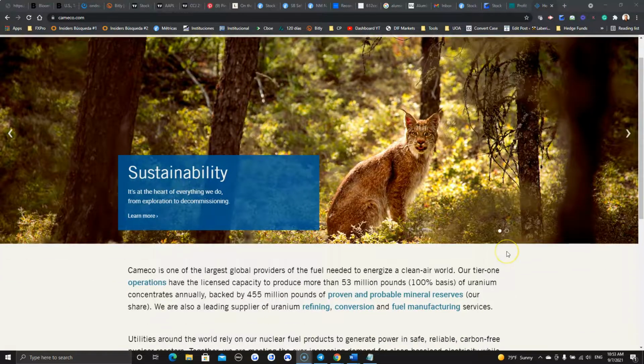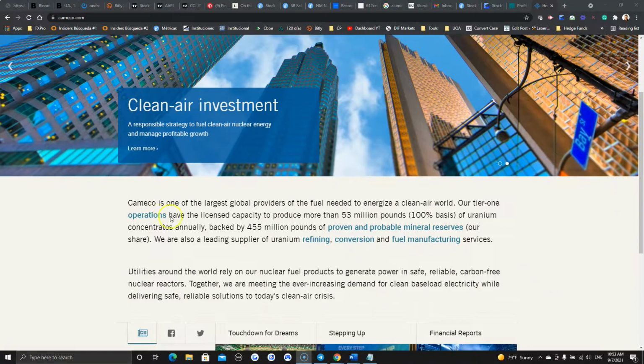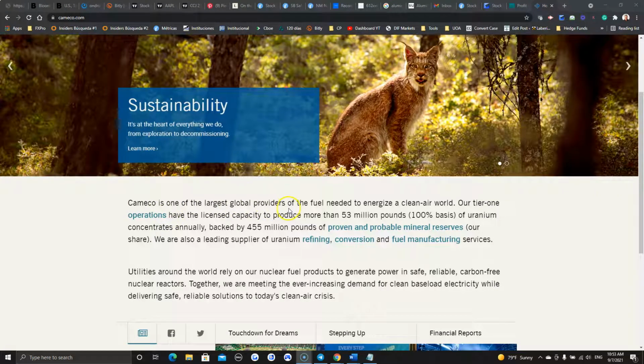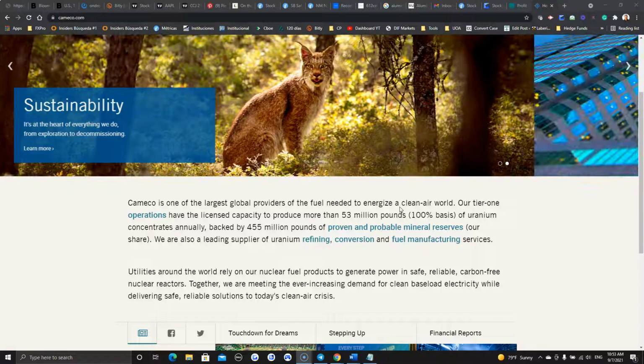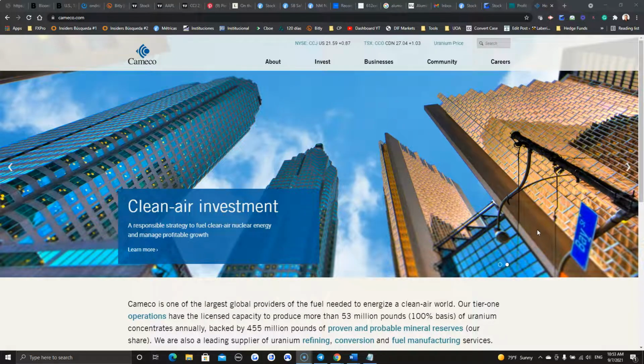Now, this company, you may think it's gone, and for a while it was, because there was a little bit of accidents in Japan. Not an accident, it was very terrible. It was a very terrible thing that happened back in the days in Japan, in Fukushima. But now look at what it is. Cameco is one of the largest global providers of the fuel needed to energize a clean air world. That's what it is. Like it or not, nuclear power, nuclear energy is one of the cleanest ways of energy. That's right, it is what it is. But today I'm not going to debate that.